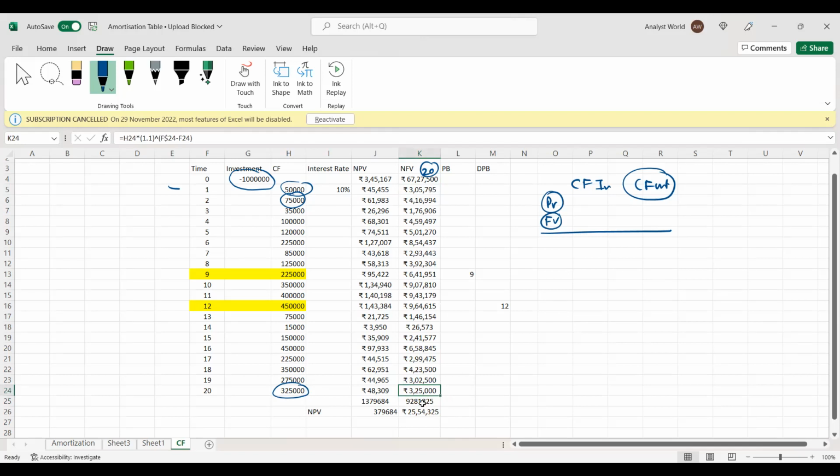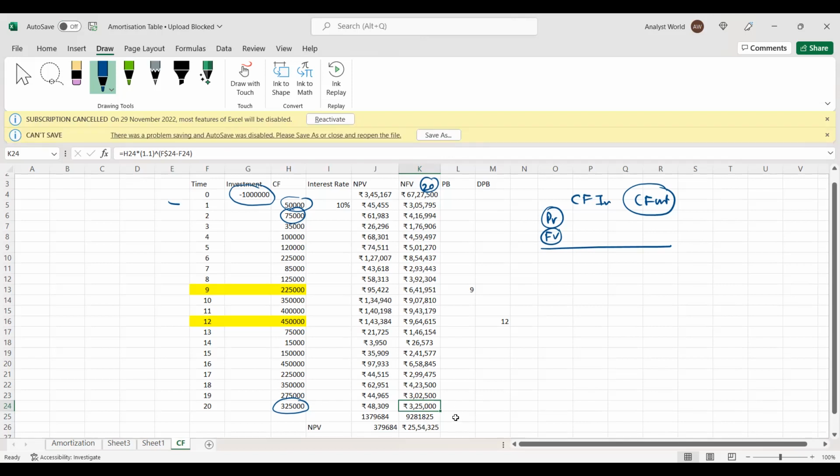And then we have added all of them. Since we add all of them, thereafter we found that it happens to be this value, 928,1825, and from here similarly we deduct the initial investment, now compounded till the 20th period, and we arrive at a figure of 25,54,325.